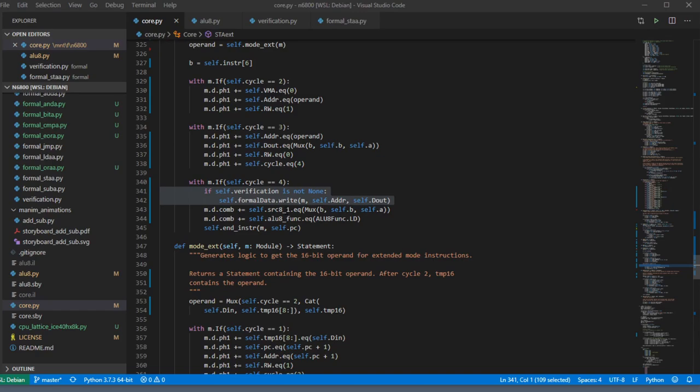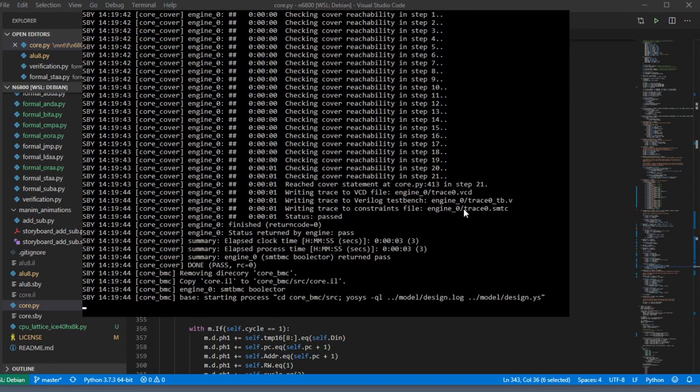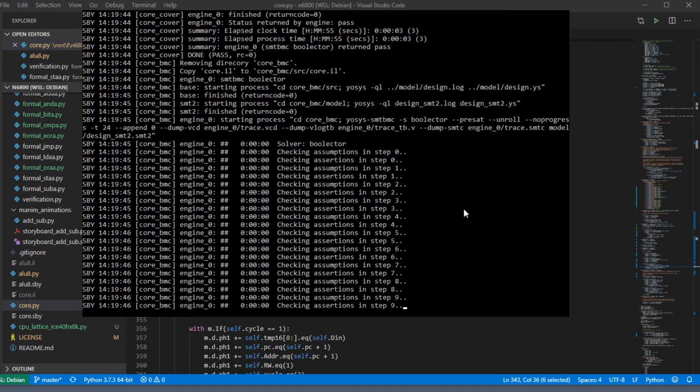Okay, do you see the error? It's right here. I should actually be putting the load operand on source bus two, that's input two. So let us run formal verification once more. Cover passed.